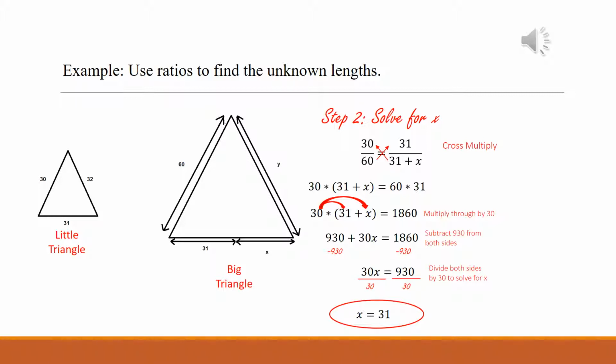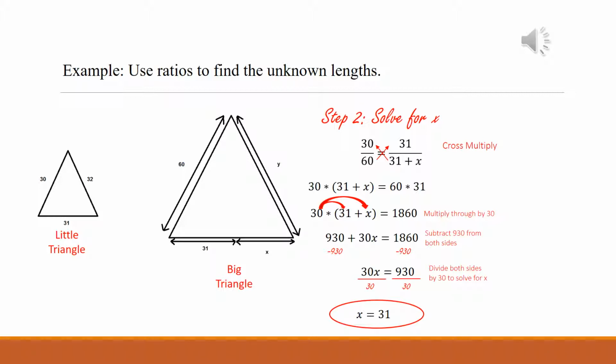Now we're going to cross multiply. Notice that I'm putting 31 plus x in parentheses. That's so that I will remember to multiply 30 times 31 and 30 times x. And then on the right hand side we have 60 times 31. Now I'm going to multiply through by 30 on the left hand side. And you'll notice that on the right hand side I went ahead and multiplied 60 times 31, which gave me 1860.